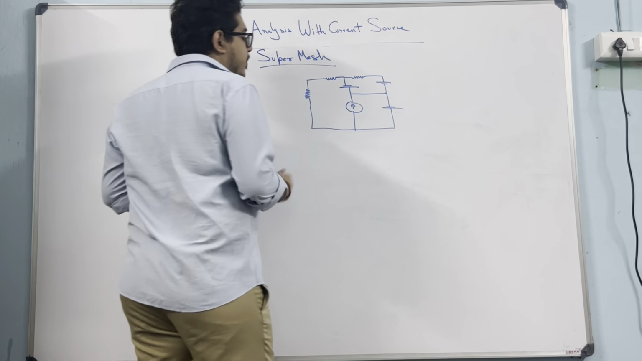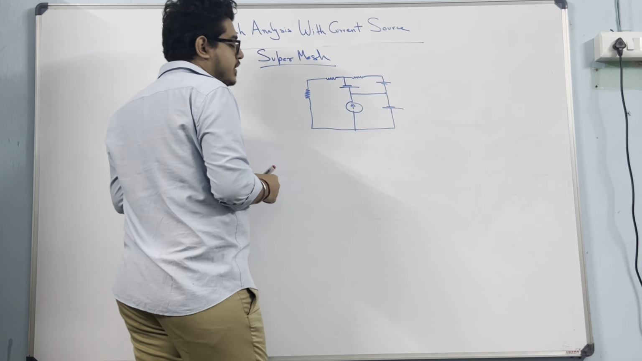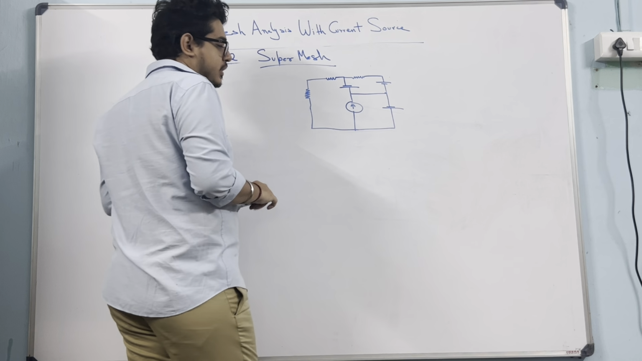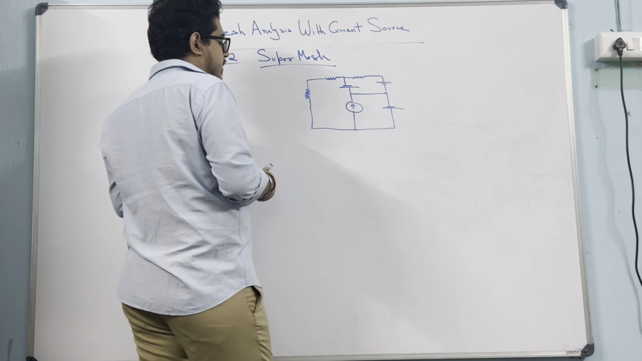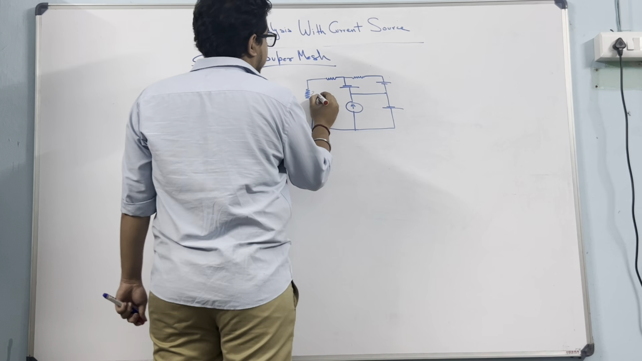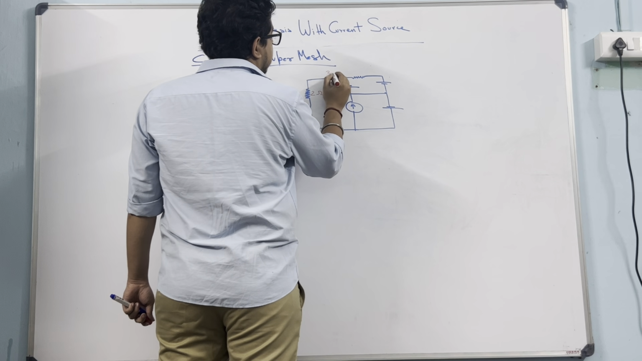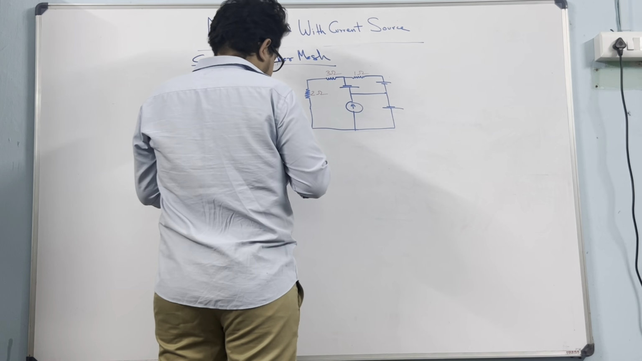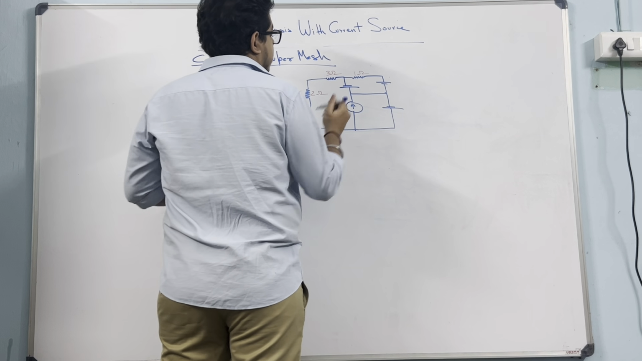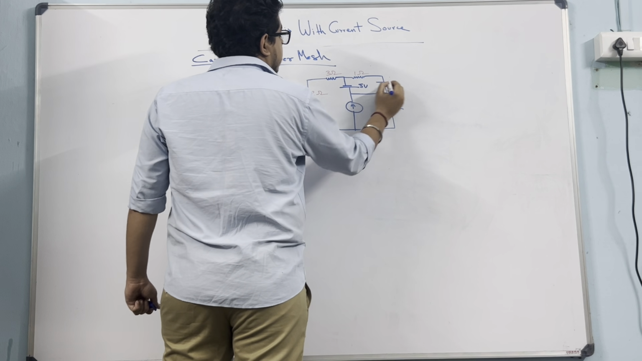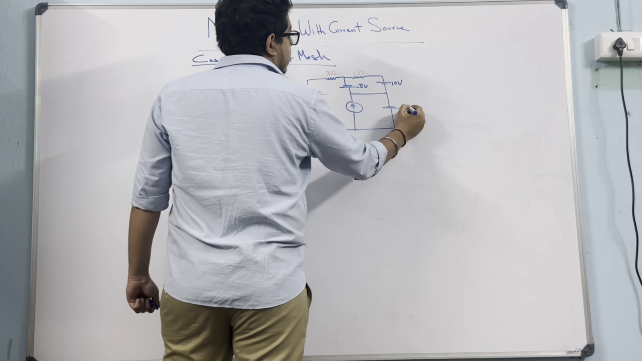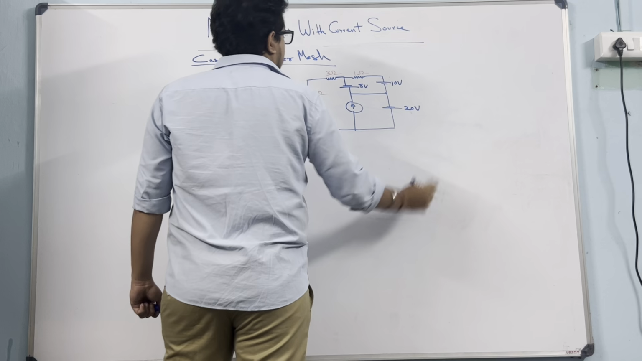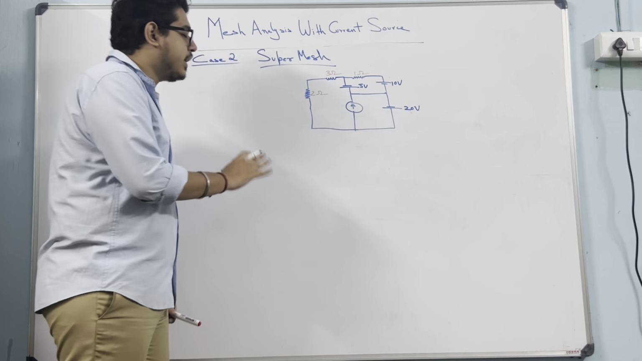Suppose the problem is that a 3 mesh circuit is there and one current source is in between two meshes, okay, it is in between any 2 meshes. So the values are given 2 ohm, 3 ohm, 1 ohm. Let me keep it simple. This is 5 volts, this is 10 volts, this is 50, this is supposed to be 20 volts. So the equation is here, the circuit is here.